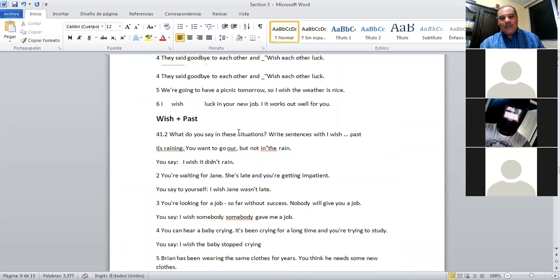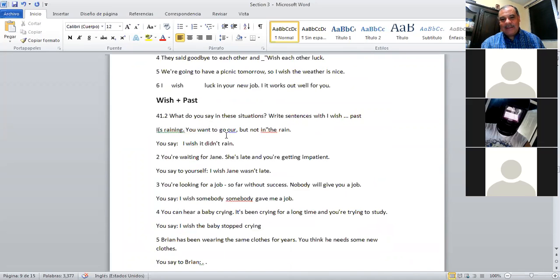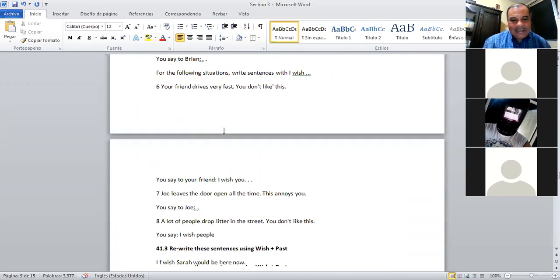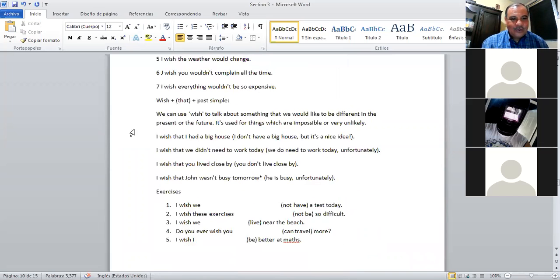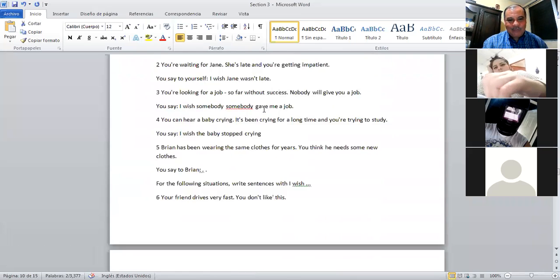Okay, this is yo le deseo lo mejor. This is in the present, but this is something like it says right here. Look, we can use wish to talk about something that we would like to be different in the present or the future. So we use past simple, okay? No problem. We have more exercises.